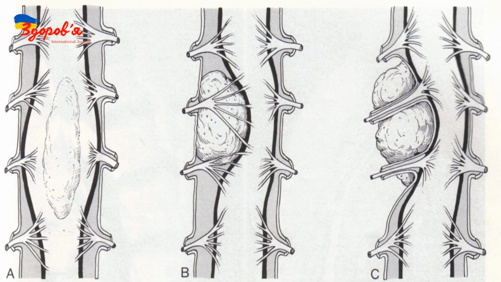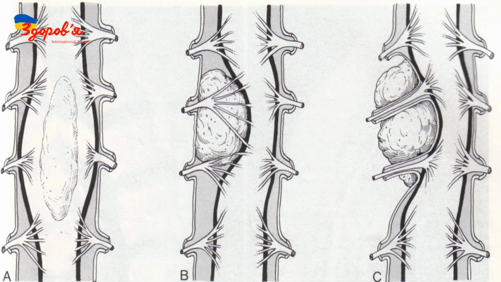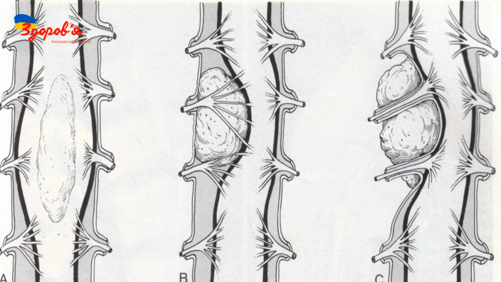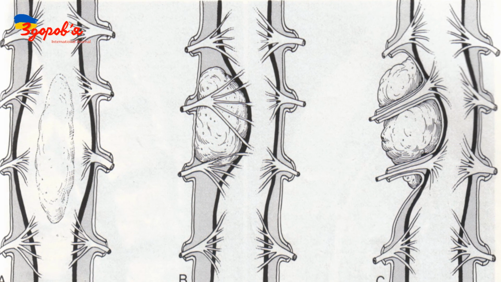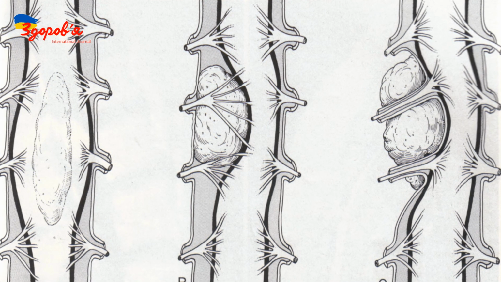Intradural extramedullary, within the dura mater, but outside the spinal cord tissue. Meningiomas and neuronomas are most common here. Intramedullary, directly in the spinal cord tissue. Among the most common are ependymomas and astrocytomas.